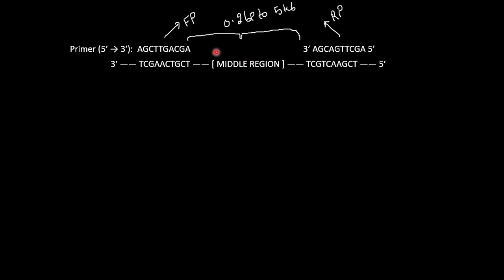Now, whatever region is present in between these forward and reverse sequences is going to be amplified. It could be within the range of 0.2 to 5 kb, for which the PCR is pretty much sensitive. So this is the fundamental rule of RAPD. You are using a single primer, working as both forward and reverse primer, and the region in between these two sequences is going to be amplified. For example, this region is going to be amplified.